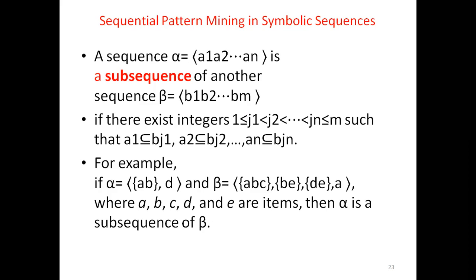For example, alpha equals A, B, D and beta equals A, B, C, B, E, D, E, A. For example, A, B, C, D are the items. AB in this case is a subset of ABC. Is it correct or not? Then alpha is a subsequence of beta. In the above example, the sequential pattern is a symbolic sequence. It indicates the subsequence of beta, because all elements of alpha exist in beta.